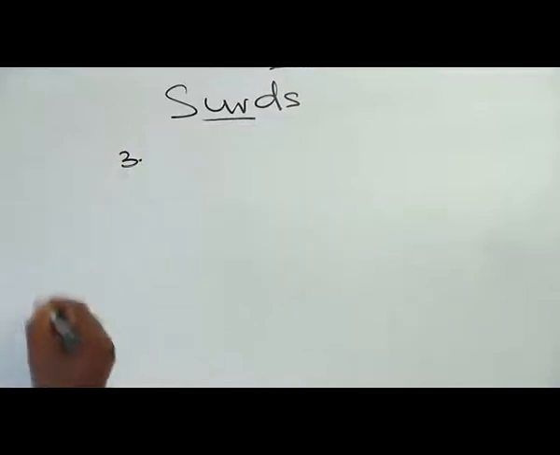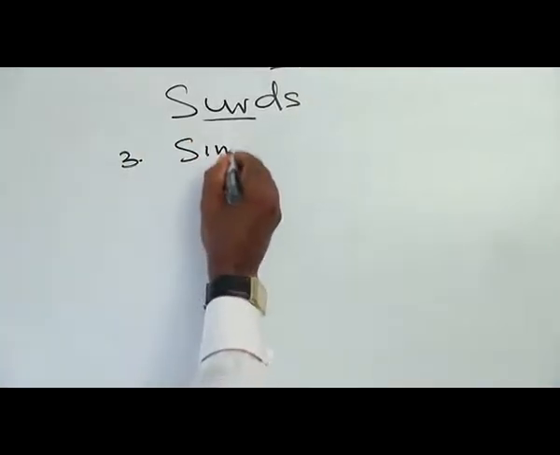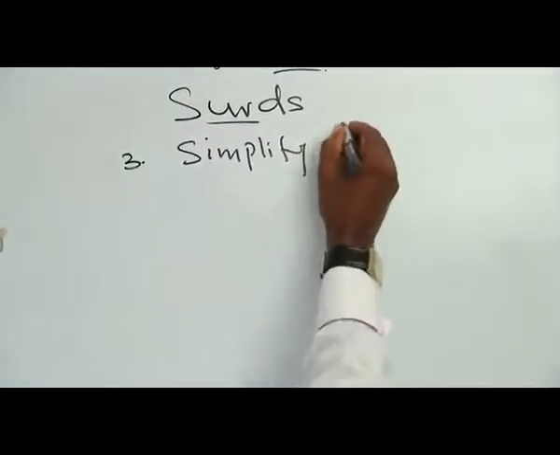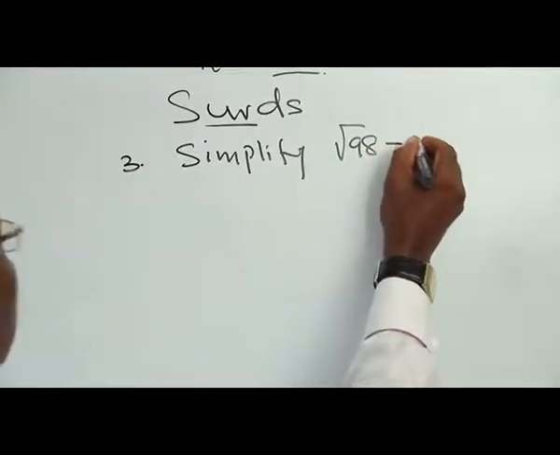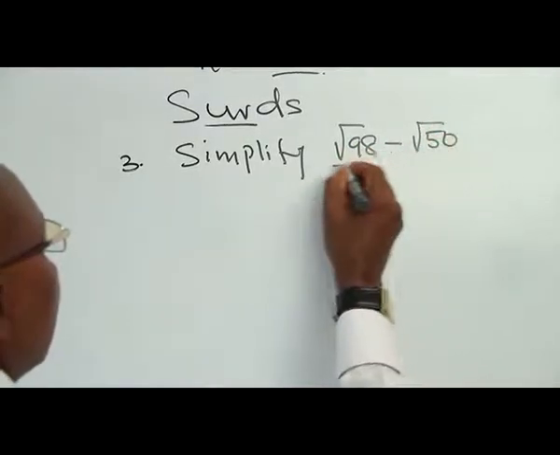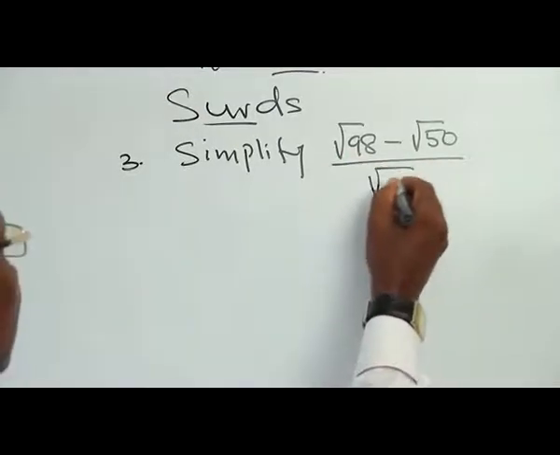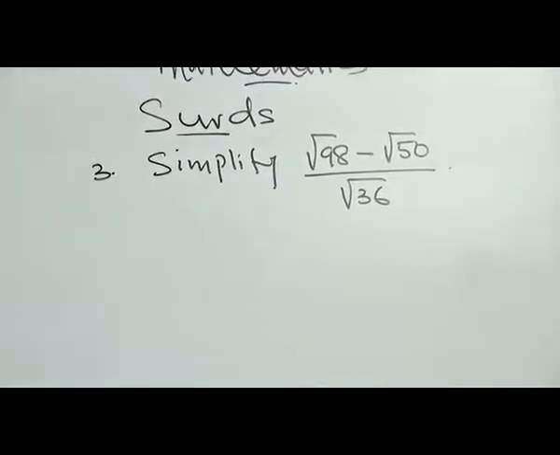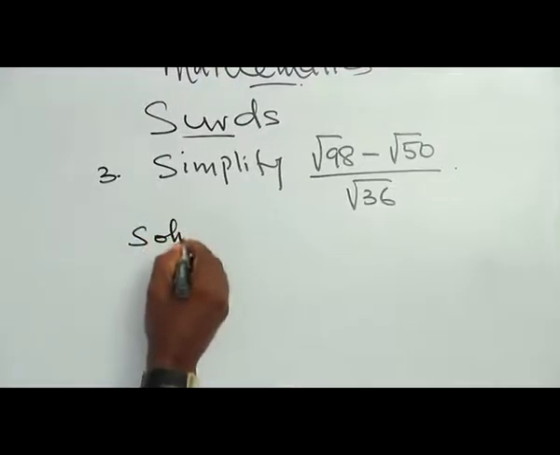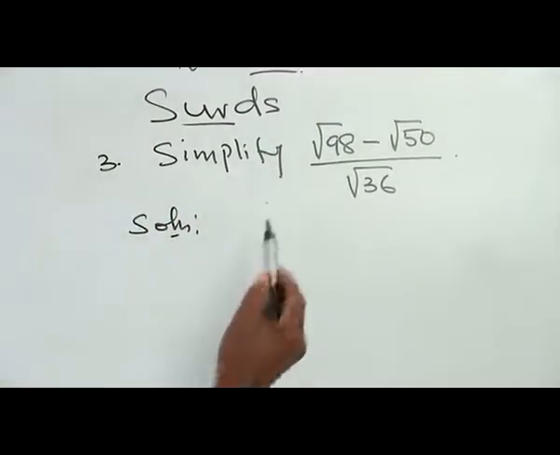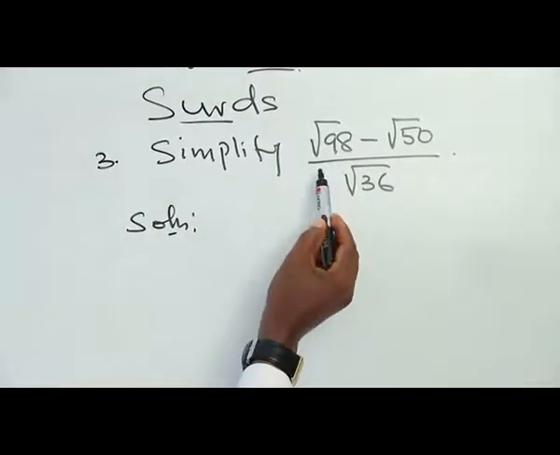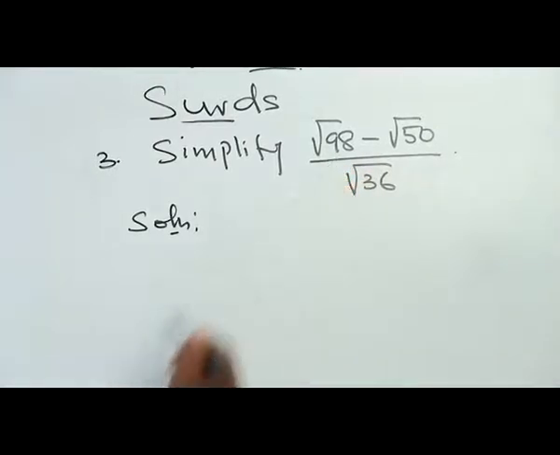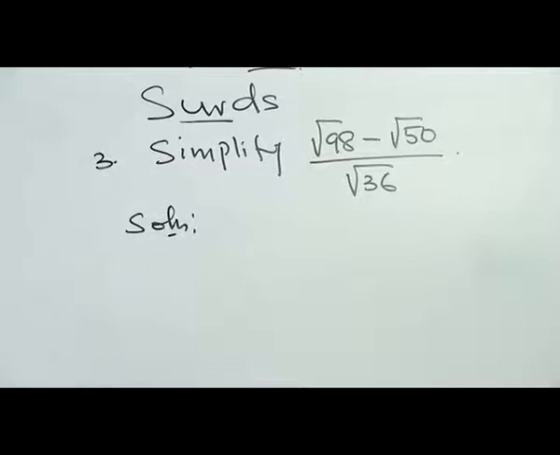Example 3. Simplify root 98 minus root 50 all over root 36. Let us simplify this. Our solution. You will observe that all we need to do in this case is to factor the numbers into a perfect square and another number.